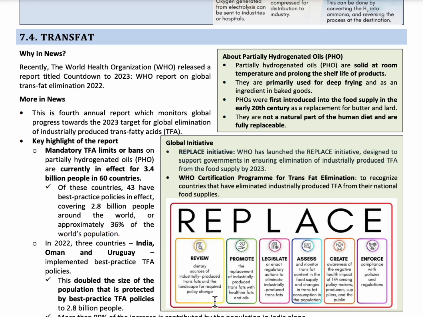So, recently, World Health Organization has released a report titled Countdown to 2023 WHO report on global trans fat elimination 2022. So, as per this report, mandatory limits or ban on trans fat is effective in 60 countries, and in 2022 India, Oman and Uruguay implemented the best practice of trans fatty acid policies.